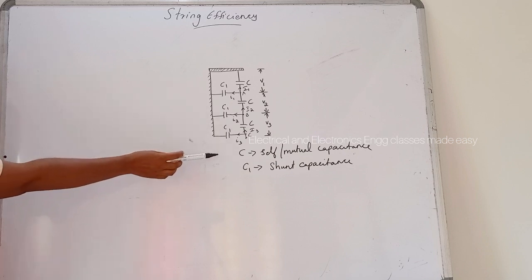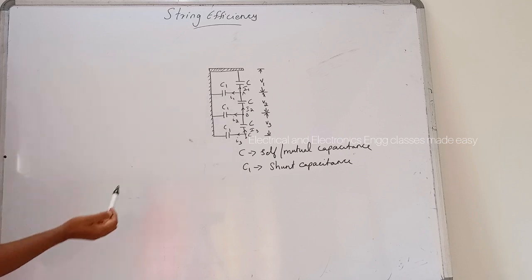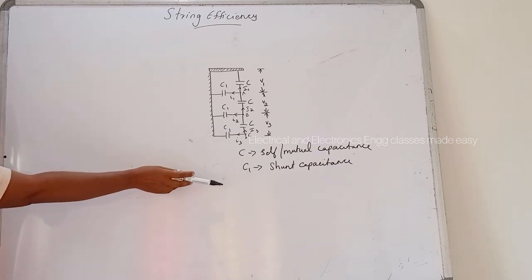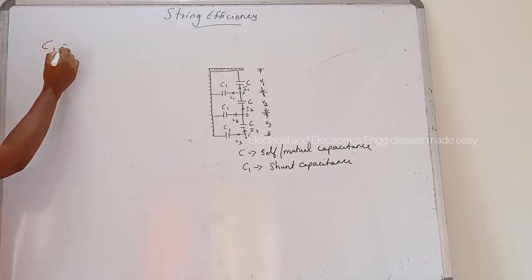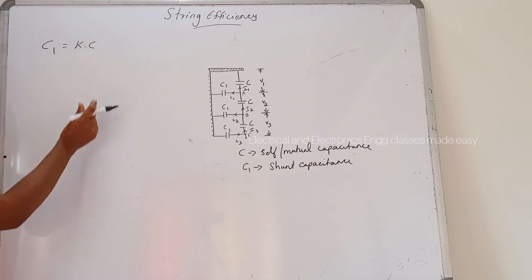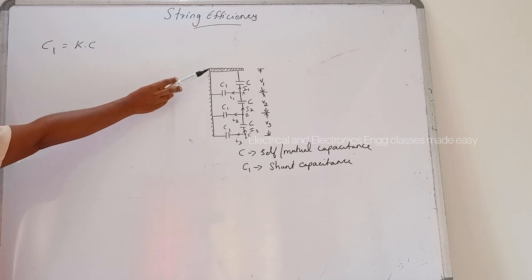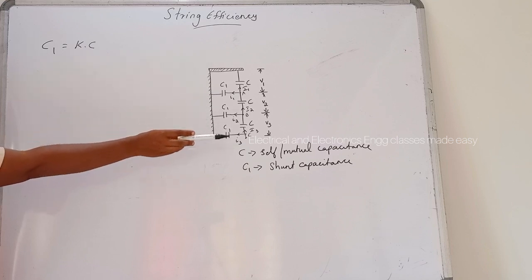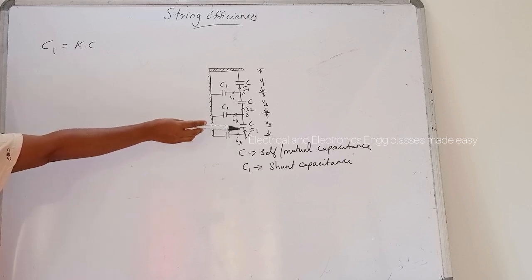So let C be the self or mutual capacitance and C1 be the shunt capacitance. Assume that the shunt capacitance C1 is some fraction of the self capacitance. That is, let C1 be equal to K into C. Starting from the cross arm or the tower, the voltage across each unit is V1, V2 and V3. Now, consider the nodes A, B and C.